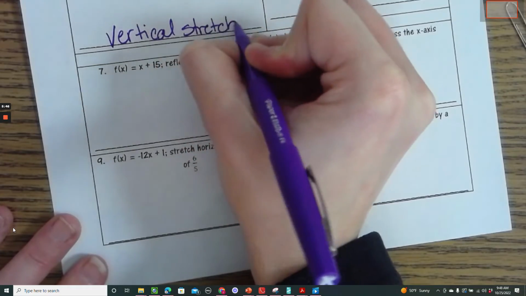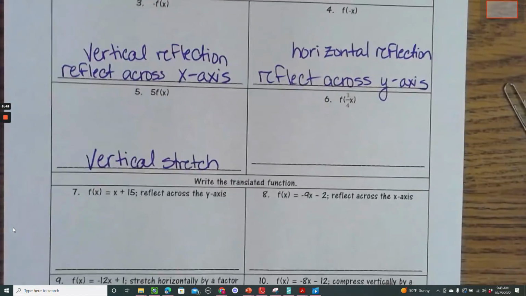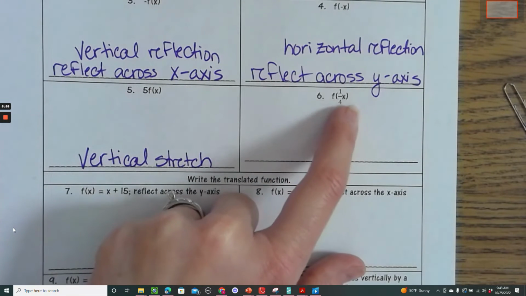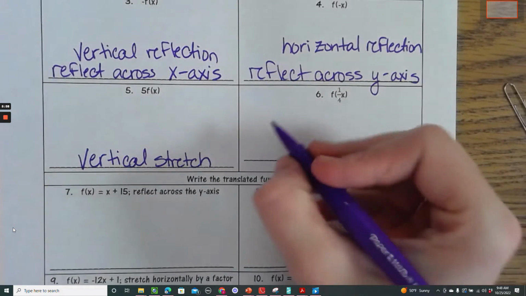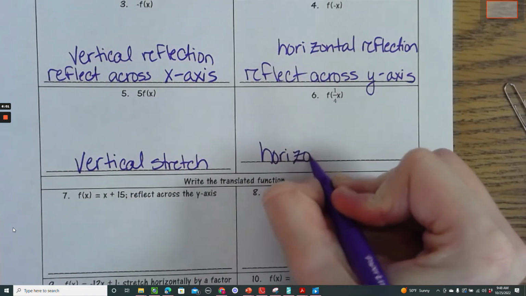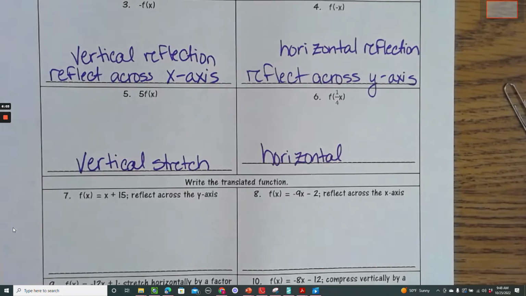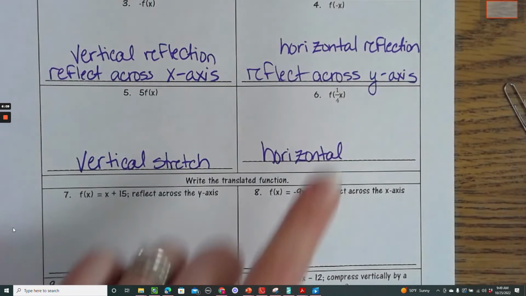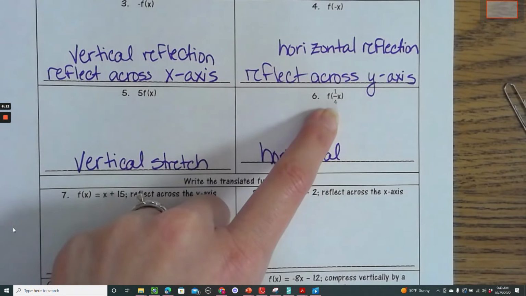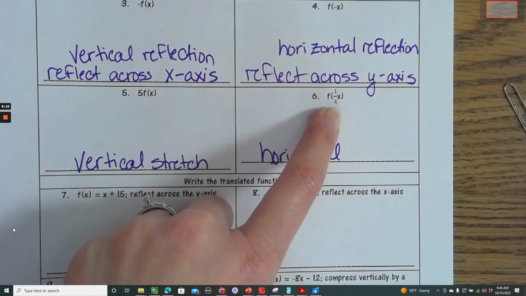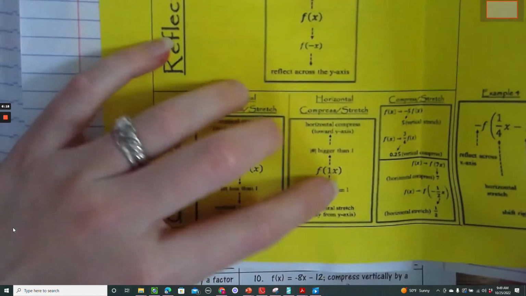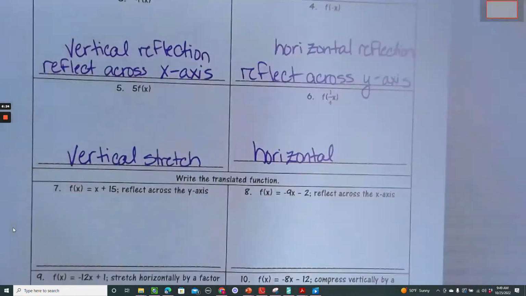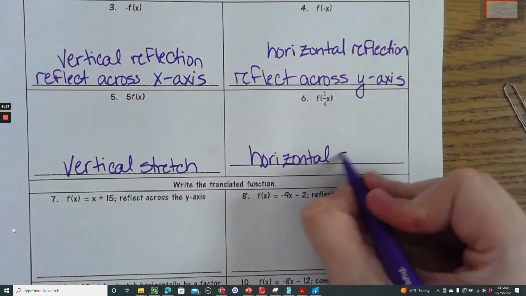Vertical stretch. Oops, sorry. So this one, the number is in front of just the x, which means for sure it's going to be horizontal. Out in front, it's a vertical. Just in front of the x, it's a horizontal. So we know it's horizontal, and 1/4. Greater than 1, less than 1? Less than 1. So less than 1 is a horizontal stretch. So it's a stretch as well. It's just a horizontal stretch.